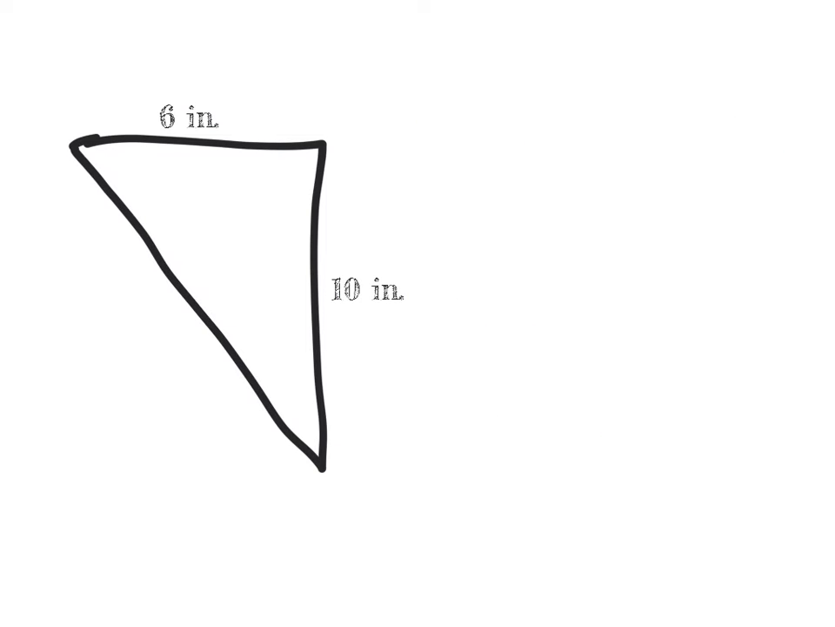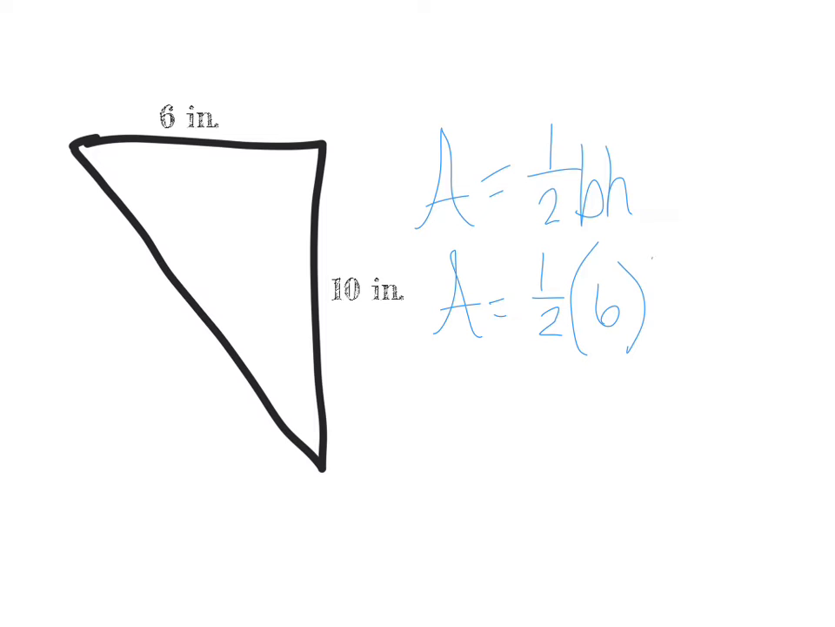Now let's test that theory. If that works, I can probably come up with a new formula. That's area equals 1/2 times the base times the height. So now I'll substitute in what I know. Area equals 1/2 times the base, which is 6, times the height, which is 10.